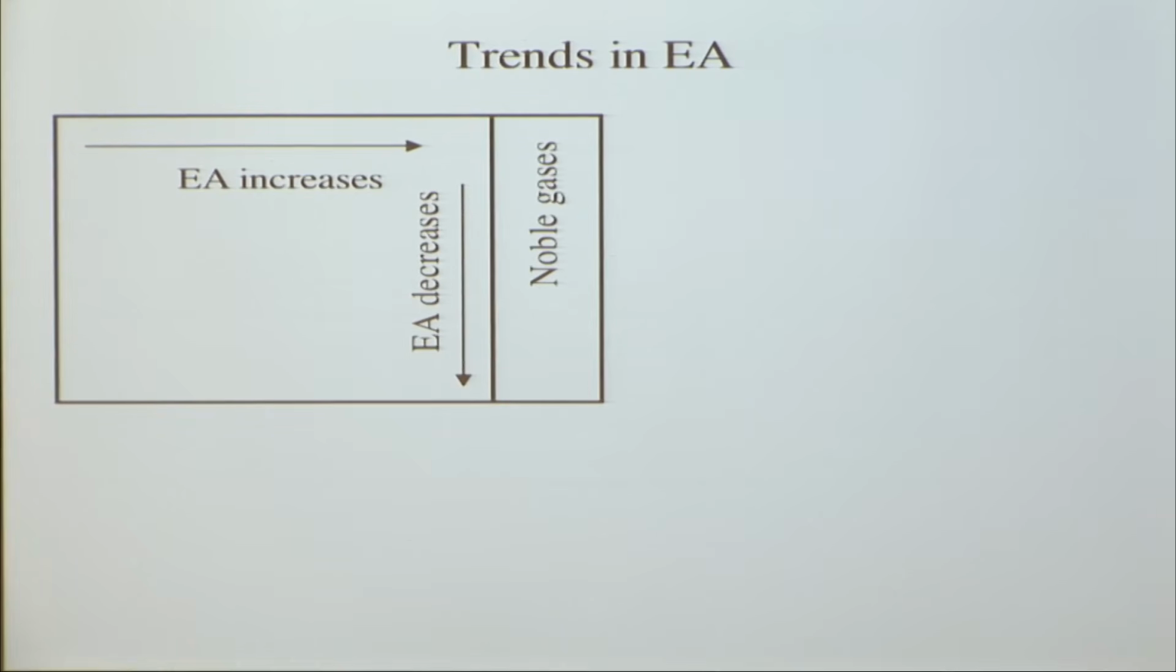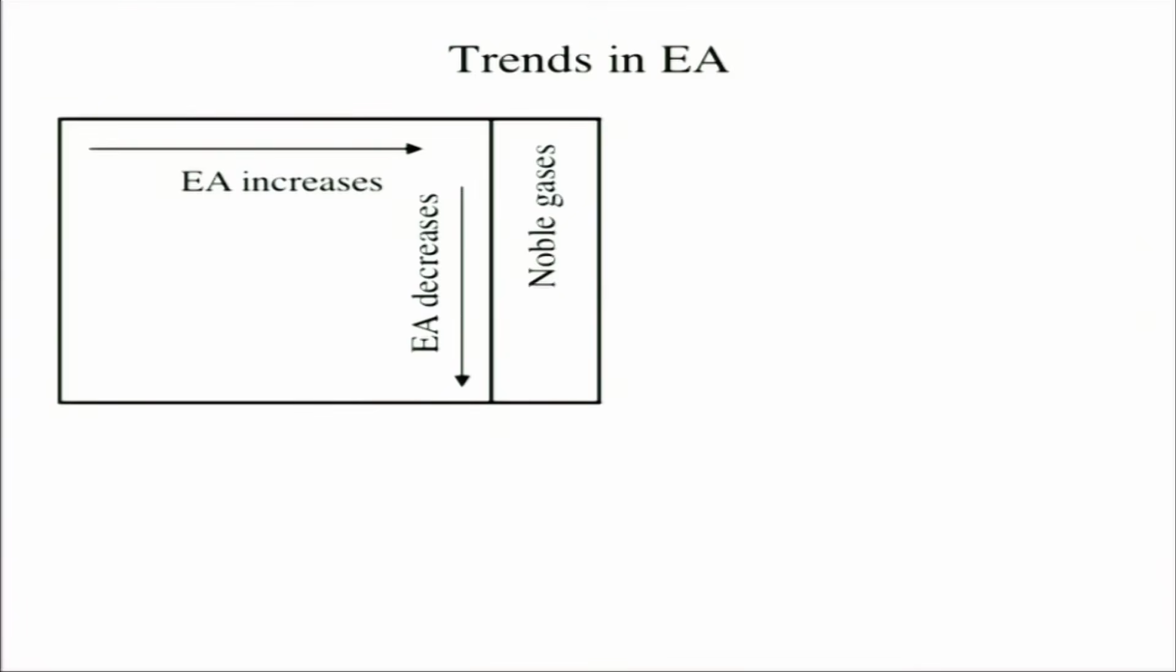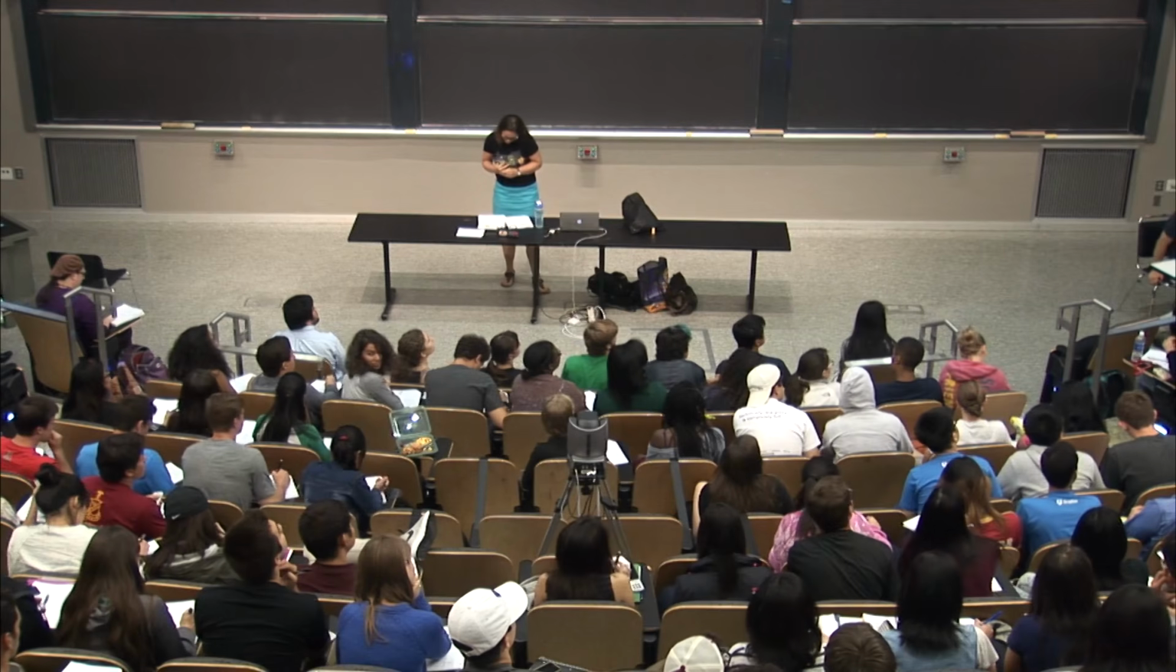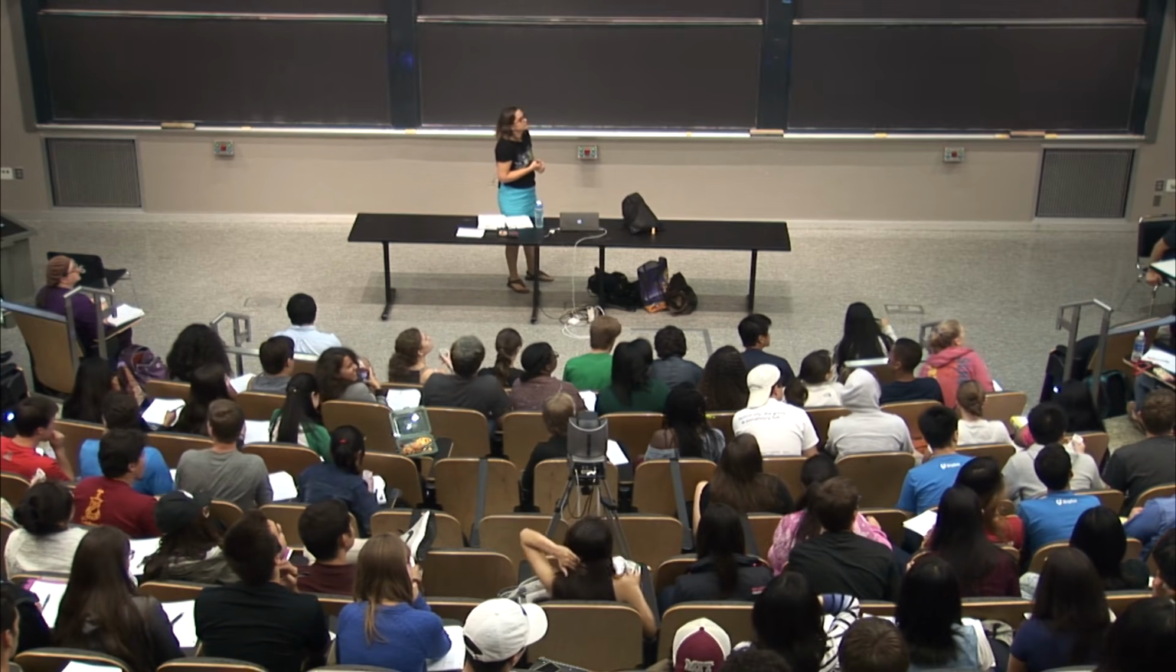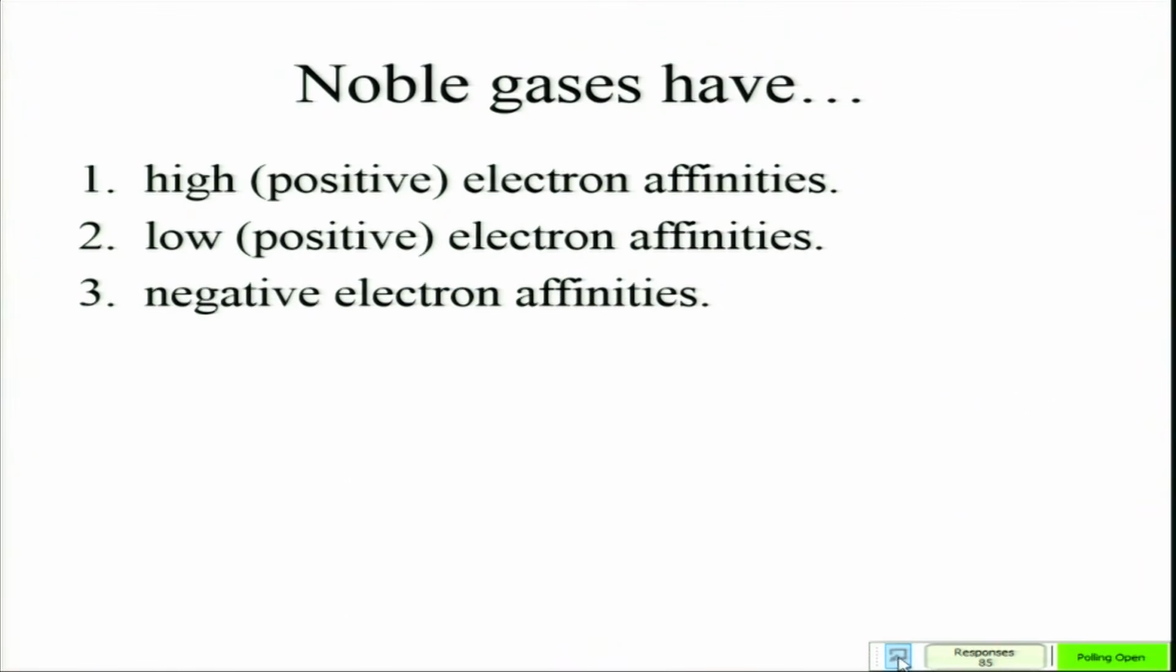So trends in ionization, usually you have an increase going across and a decrease going down. Let's just consider noble gases and what you think about them. So we'll do one final clicker question. This should be pretty fast. OK, 10 seconds.